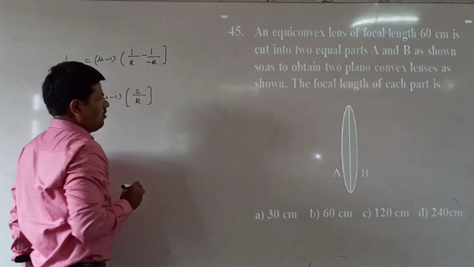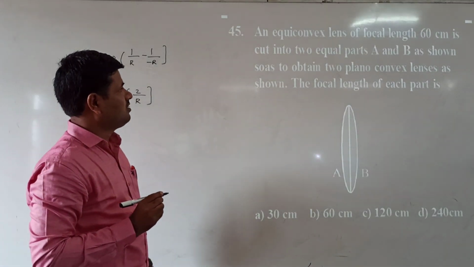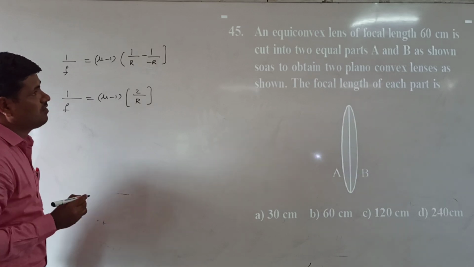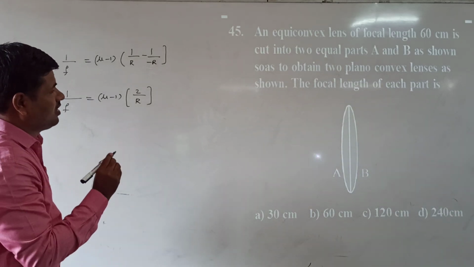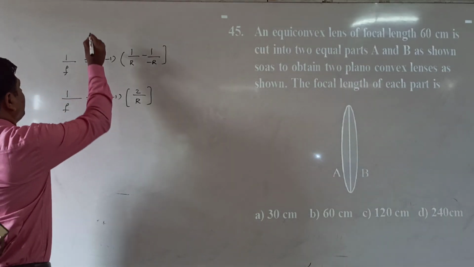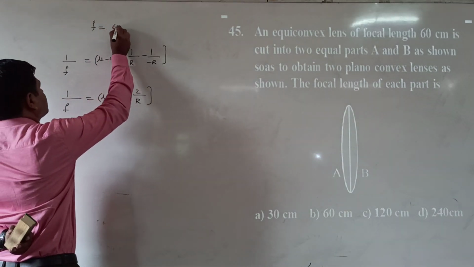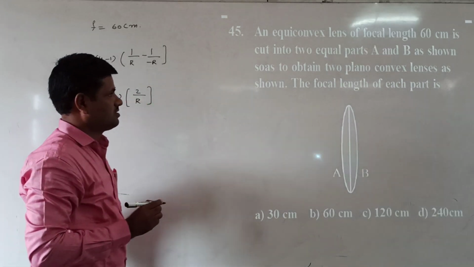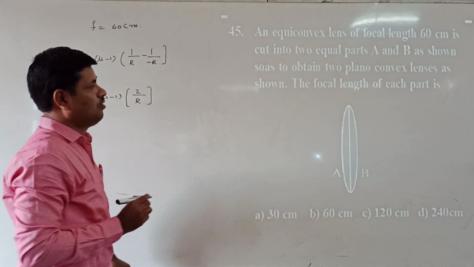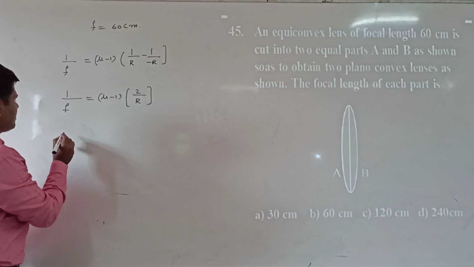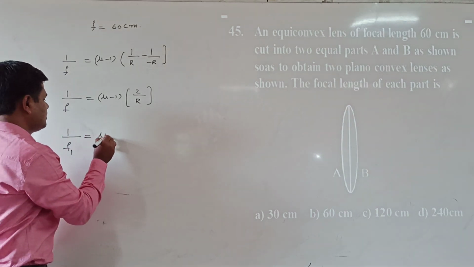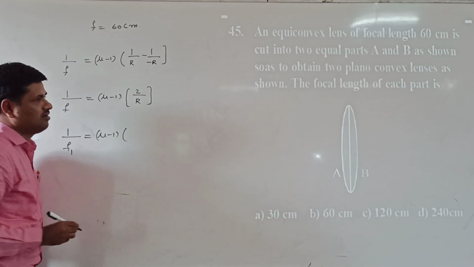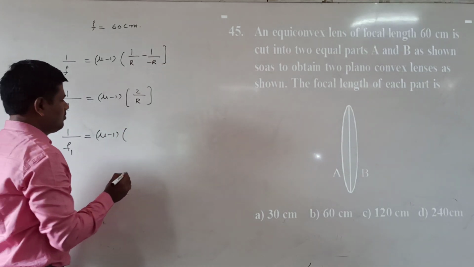Now next, that focal length value is already given. How much is given? The focal length of the equiconvex lens is 60 centimeters, already given. Now it is cut into two parts, two plano convex lenses. For the plano convex lens, we have taken the focal length as f1. That is what we have to find here.